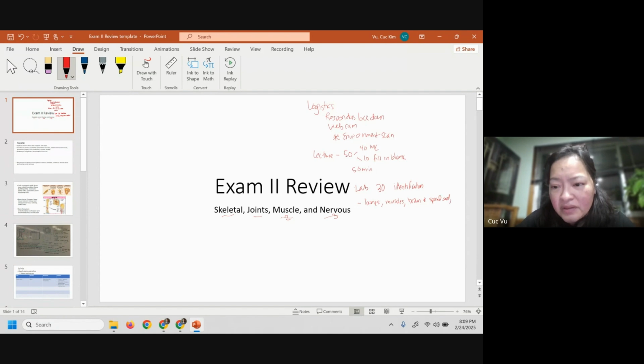Oh, and then there's also the dendrites. Okay, so not the dendrite, the neuron, which consists of the dendrites. The neuron. Okay, so the brain, the spinal cord, and the neuron, and then all the muscles that you had to know, plus the bones.